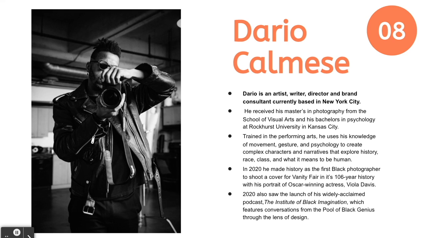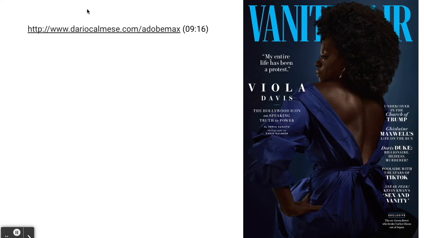And then in 2020, he made history as the first Black photographer to shoot a cover for Vanity Fair, with his portrait of Viola Davis. And I'm going to show you a little clip from that, which is awesome. And here we go.